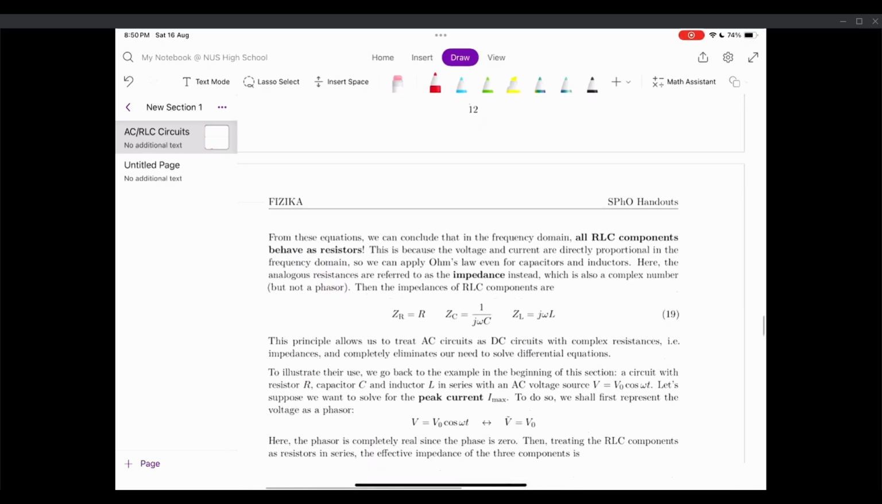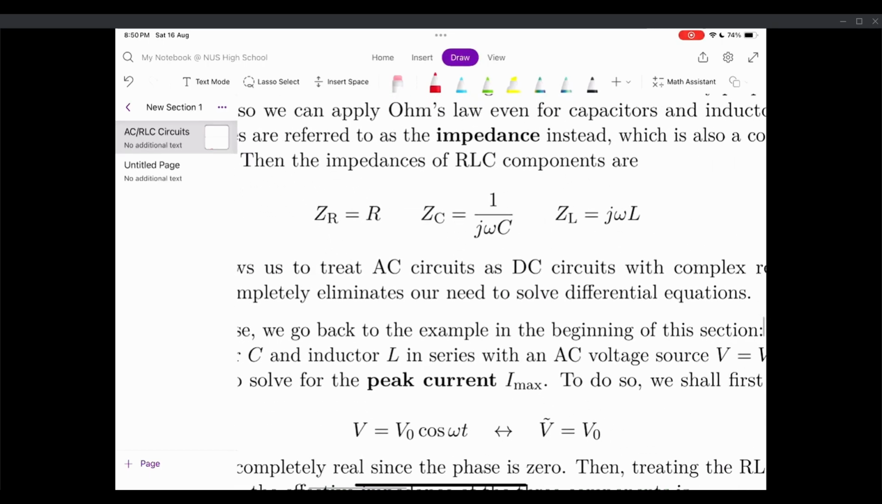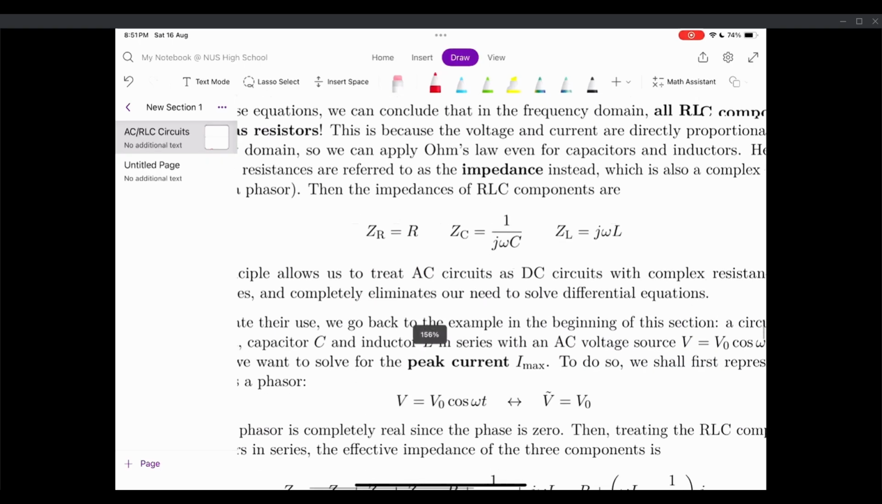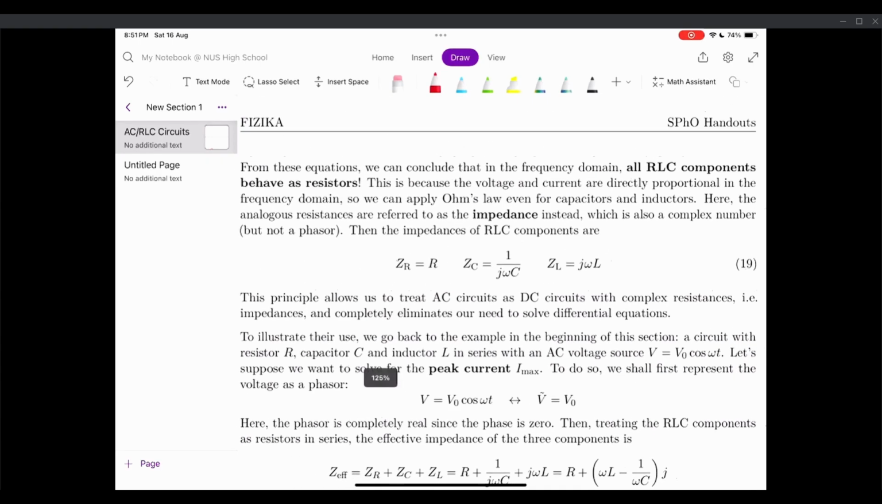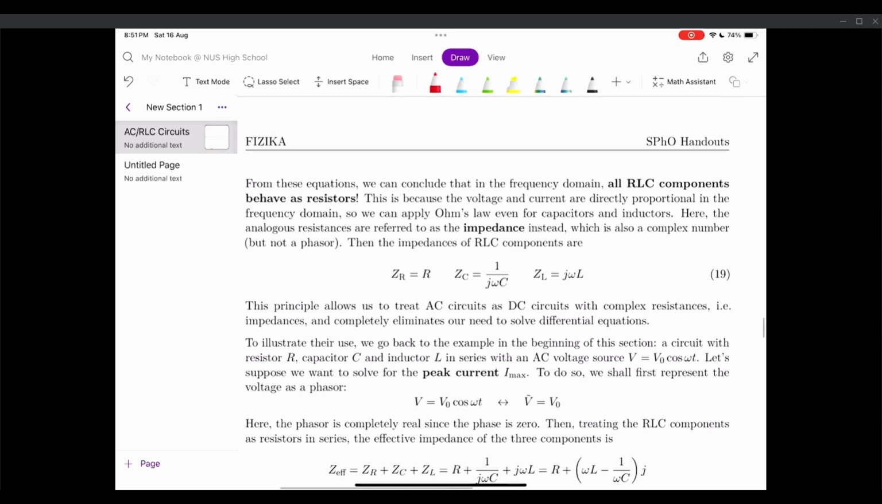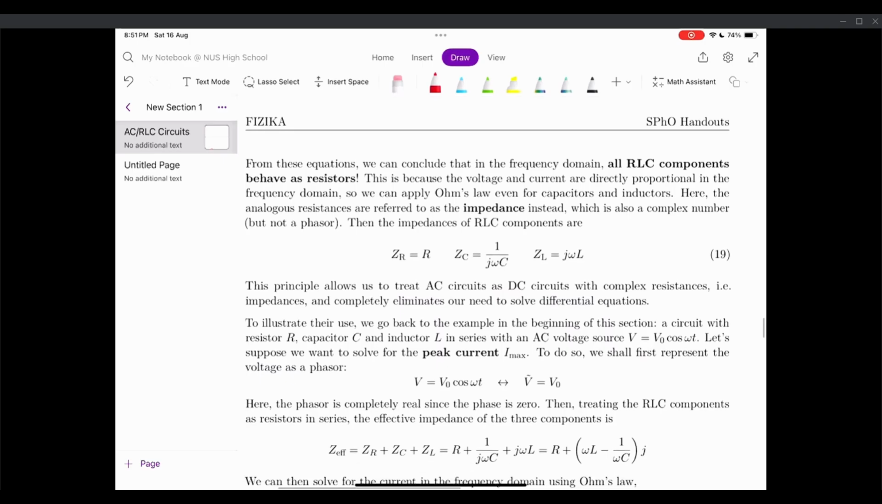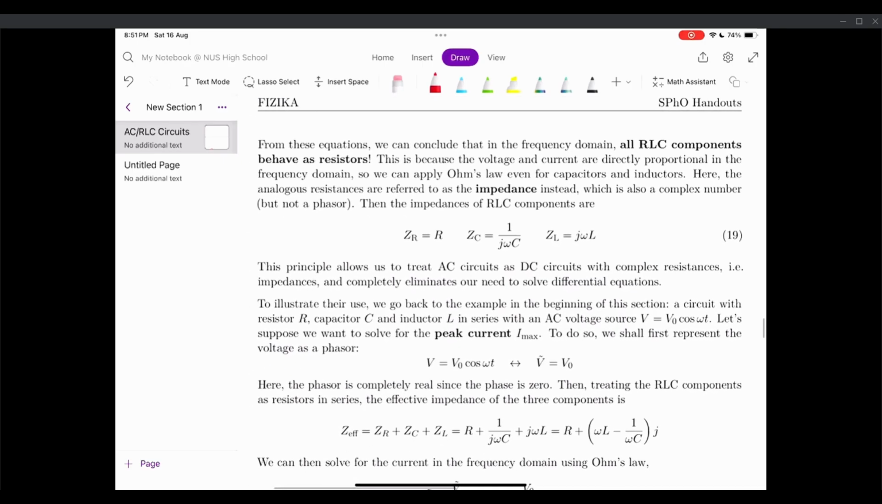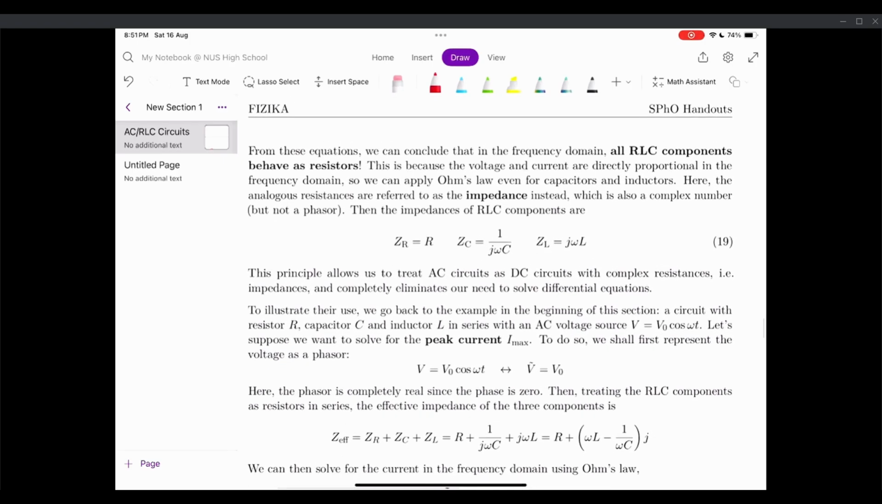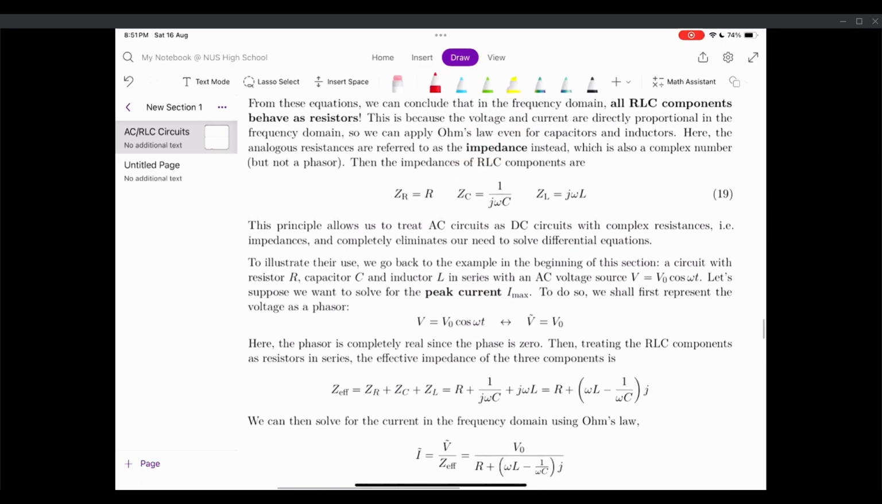And that allows us to define these things called the impedance, which basically means that if you take some circuit and you convert it into the frequency domain, these circuit elements essentially become resistors in their own way. These complex resistances are what we call the impedance. And they basically allow us to treat AC circuits as DC circuits entirely. Why? Because all you have left when you have an RLC circuit is just a DC circuit with complex resistances.